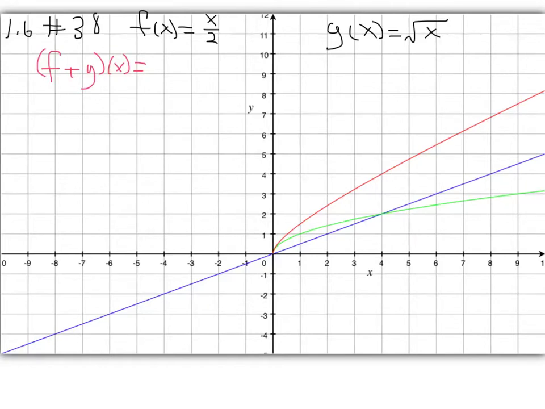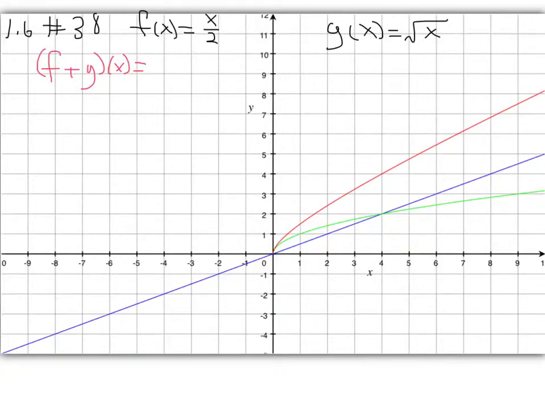Section 1.6, number 38. We're given two functions. In this case, f of x is x over 2. G of x is the square root of x. And we're told to graph f, g, and f plus g in the same graph. Then we're going to figure out which one of these things contributes most to the magnitude of the sum in a couple of regions. Okay.